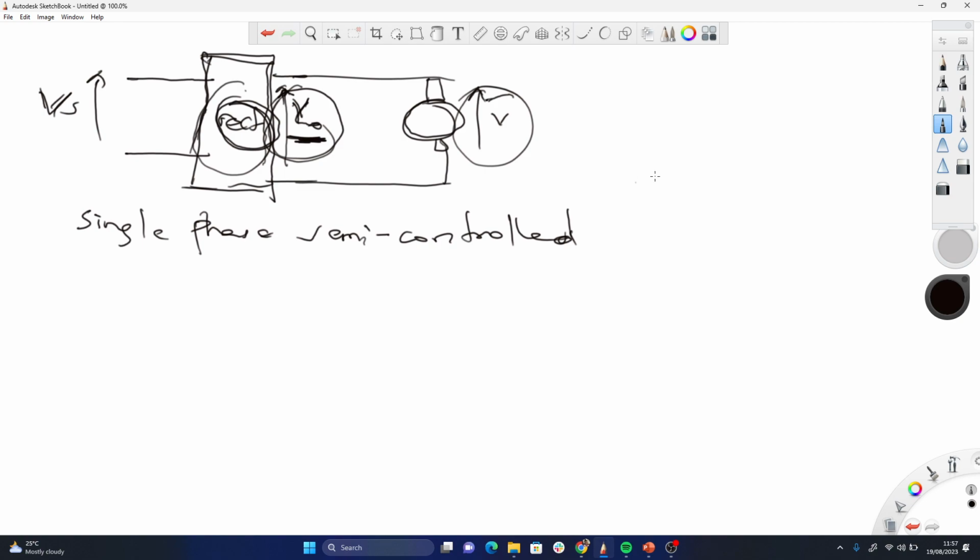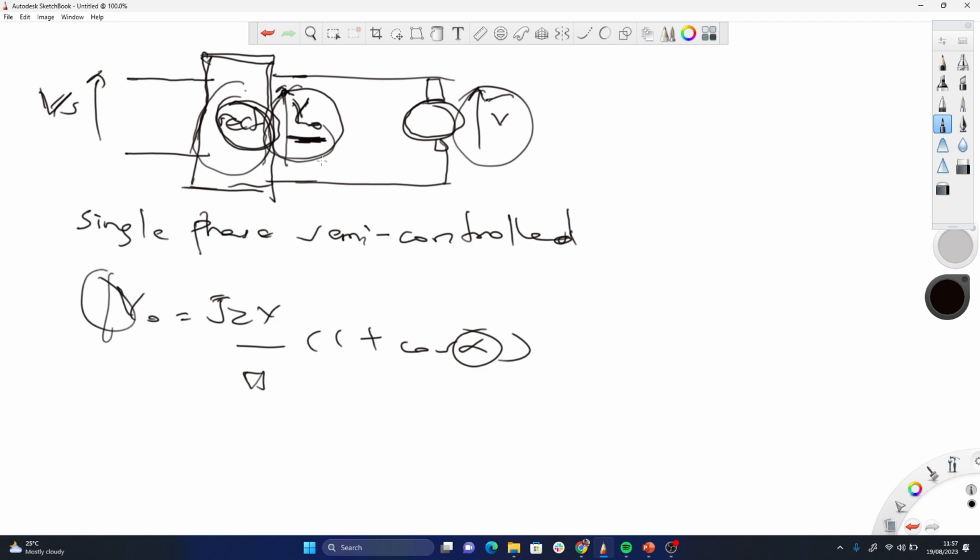For a single phase semi-controlled rectifier, we have our V out to be √2 V over pi into 1 plus cos alpha. You vary alpha, you vary the output voltage. Once you vary the output voltage, you can vary the speed, let me put W here. That's how the variable speed DC drives operate on a single phase semi-controlled rectifier.